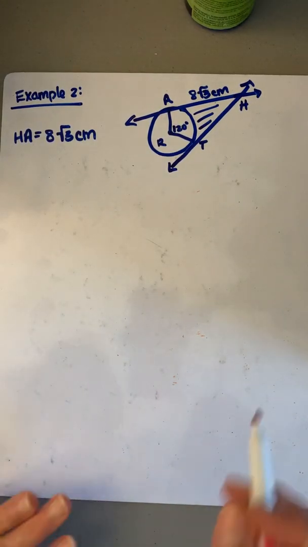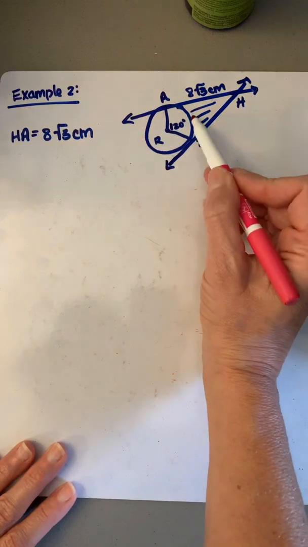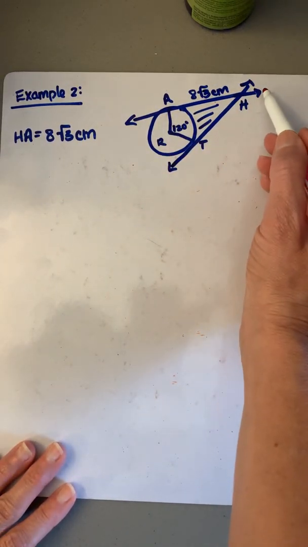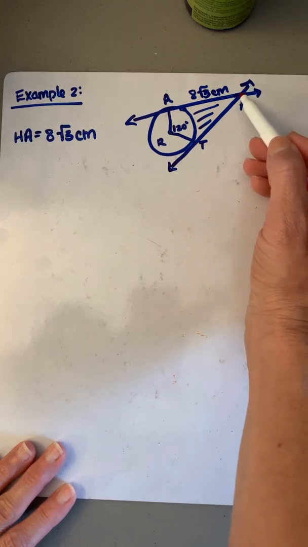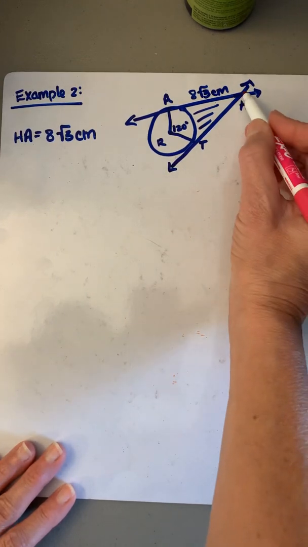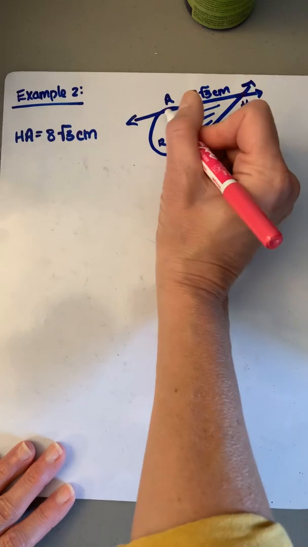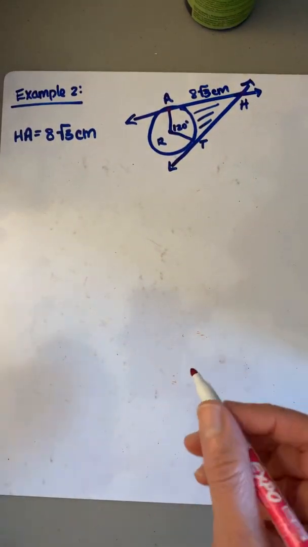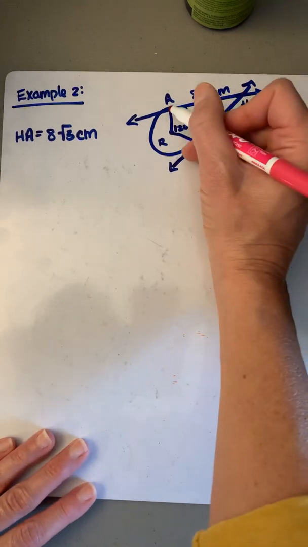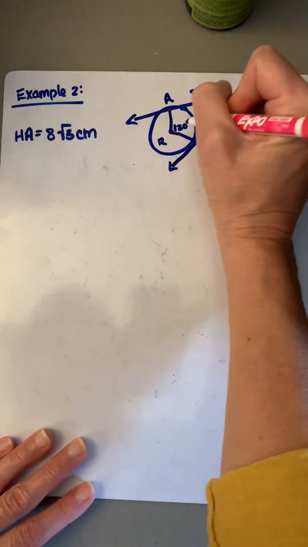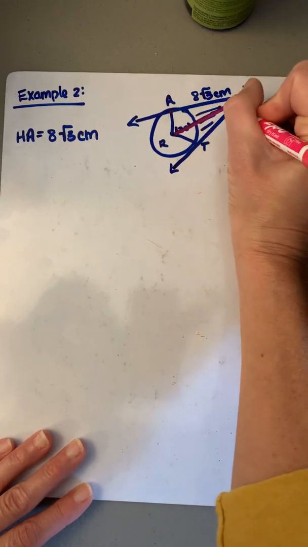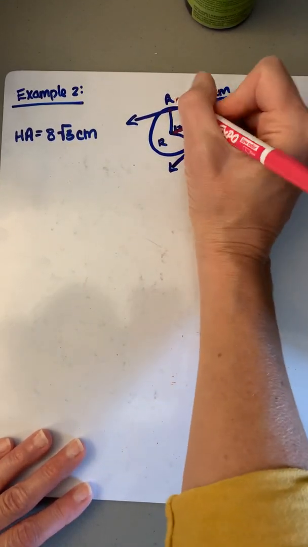And for example 2, we have a circle here, and then we have two lines that are tangent to the circle, and we know that from point H to A is 8 times the square root of 3 centimeters. And we also know the central angle is 120. So what I'm going to do is divide this. I'll draw a line right there to divide it.